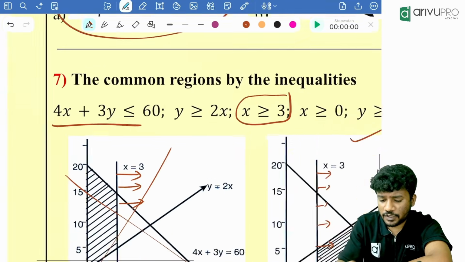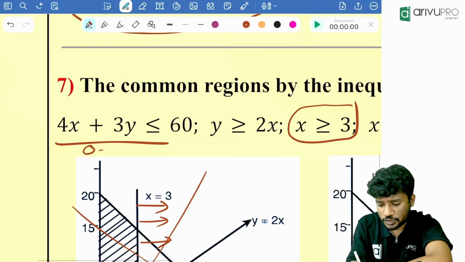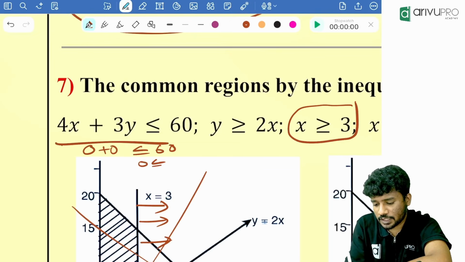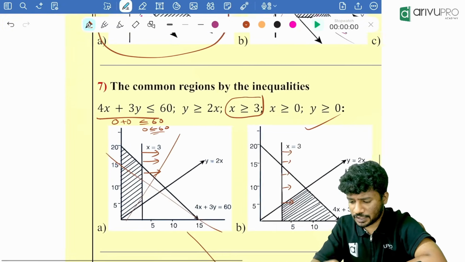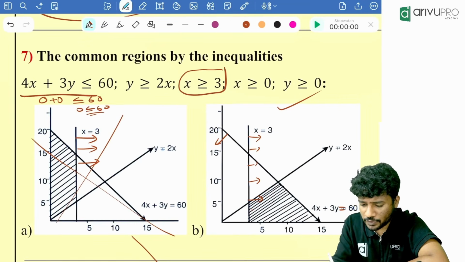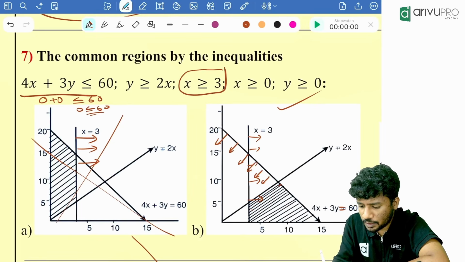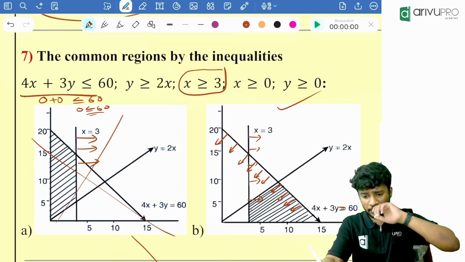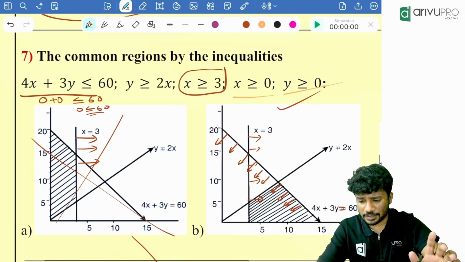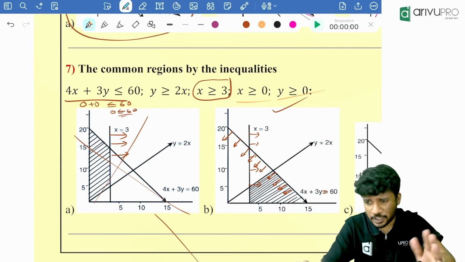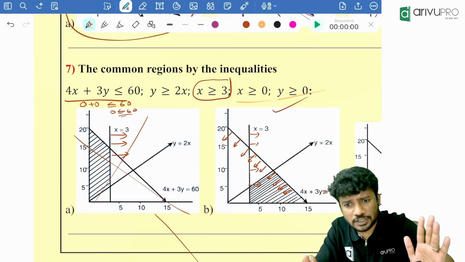Now we should check whether it is towards the origin or not. 0 plus 0 less than or equal to 60. 0 is less than or equal to 60. Is it correct, people? 0 is less than or equal to 60. That means the graph should be towards where? Towards the origin. That is also done. Everyone got that? Yes. Then what is there, people? We have one more line that is called as x is greater than 0, y is greater than 0. That is not much important over here because we know that the values are positive.